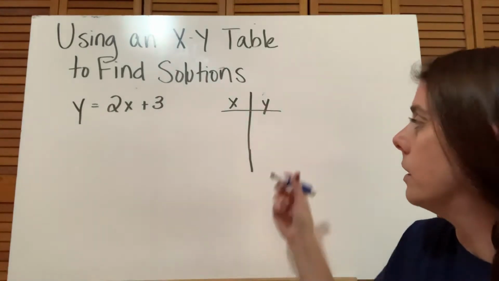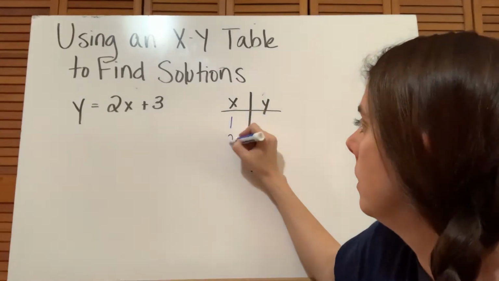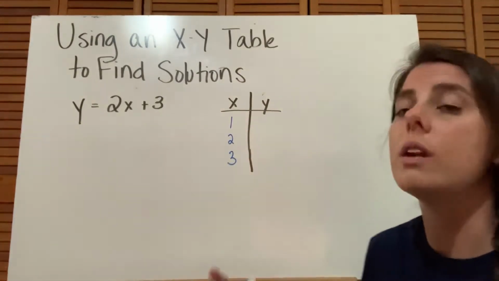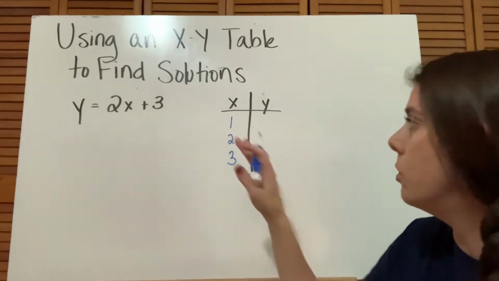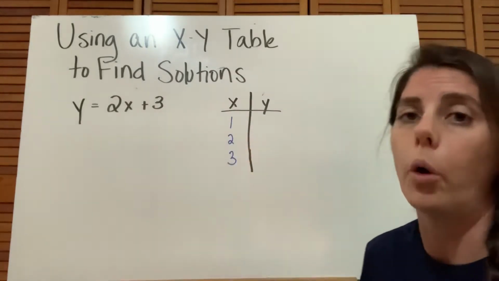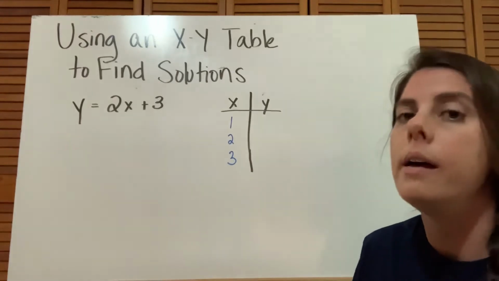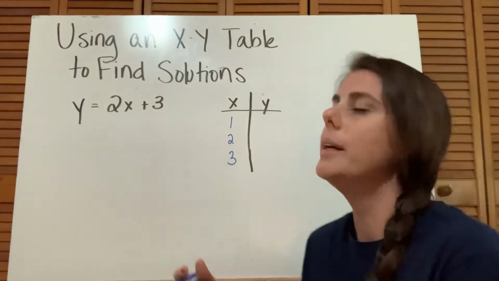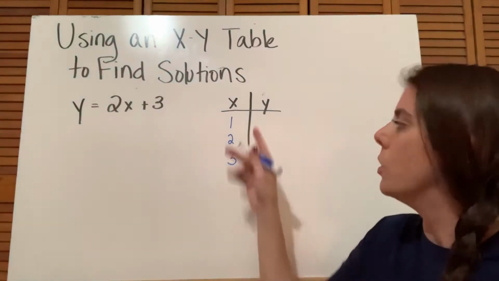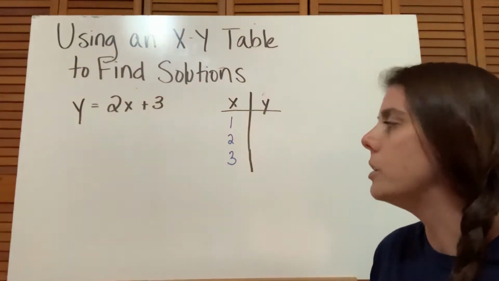Okay, so in this one, I'm just going to put in 1, 2, and 3. And you can pick any numbers that you want. It doesn't matter. In fact, if you wanted to put 0, 1, and 2, or -1, 0, and 1. So -1, 0, and 1. So any numbers. So I'm just going to pick 1, 2, and 3.